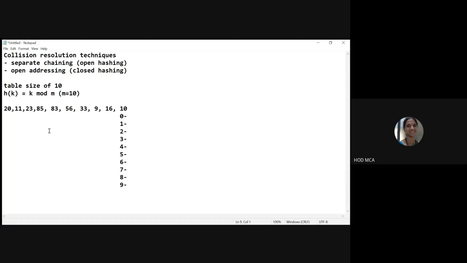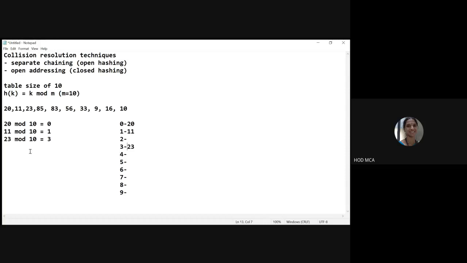So let me start with the first value, 20. First value is 20. So I will say 20 mod 10. 20 mod 10 is going to be 0. So in the 0th location, I can store 20. Correct? So in the 0th slot, I will be storing 20. Next, we have 11. 11 mod 10 is going to be 1. So 11 mod 10 is 1 means in the first location, I can store 11. Then comes 23. 23 mod 10 is nothing but 3. So in the third location, I will be storing 23.